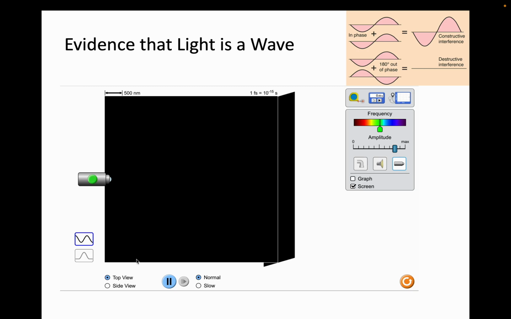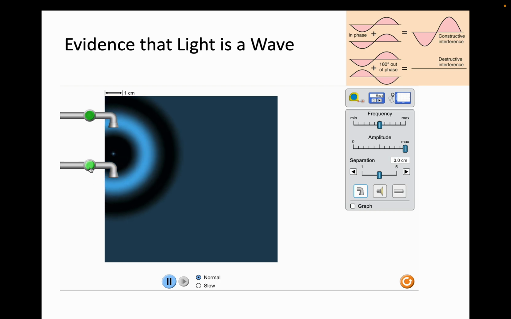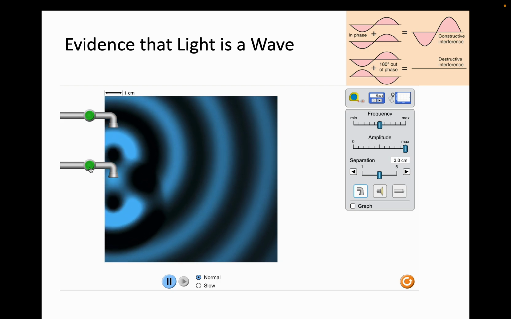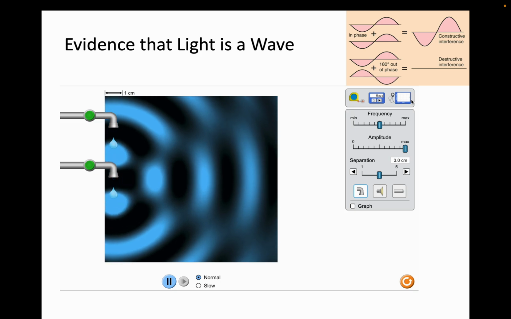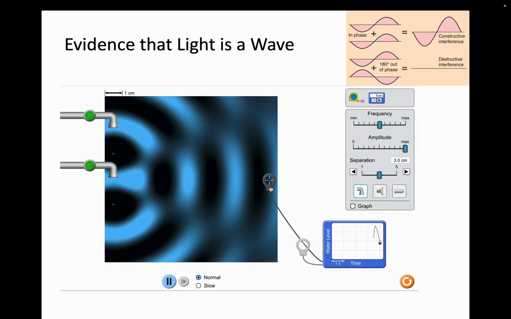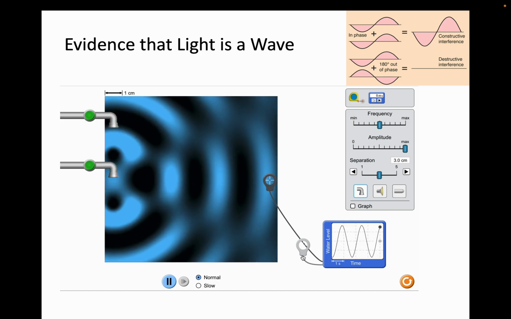Now, it's going to get a little bit more interesting when we go back to our tub of water and we have two leaky faucets. Both of these are now sources of waves. Notice how the waves interact with each other. If we were to measure that, we've got a device here to show how the wave is going up and down in that region of the tub.